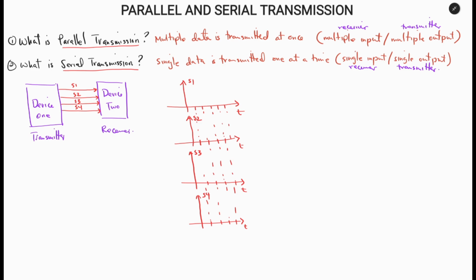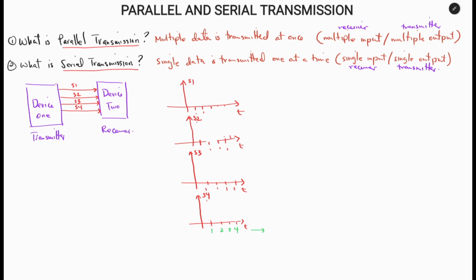Now from this graph, if we say that the data needs to be transmitted at once, this once is representing the time, and this time is represented by the horizontal axis. Let's say 1 second, 2 seconds, 3 seconds, 4 seconds, and so on. As time goes by, for each of these intervals, data will be transmitted.